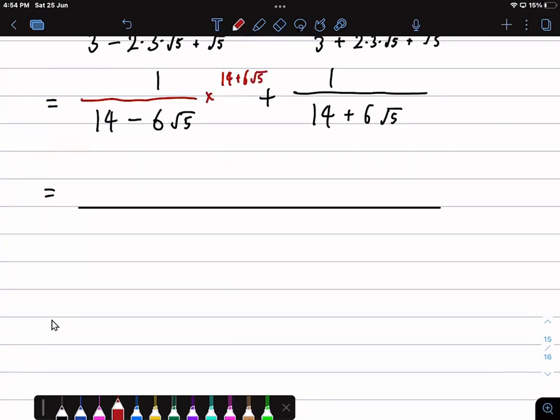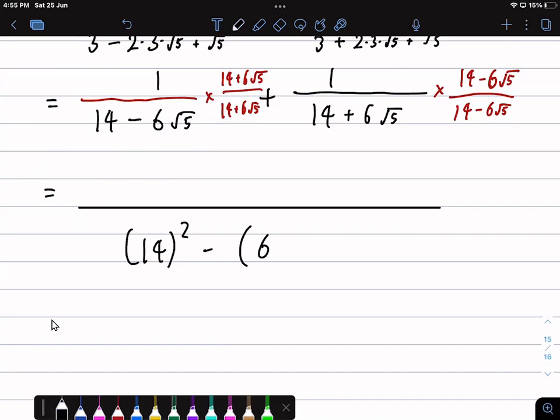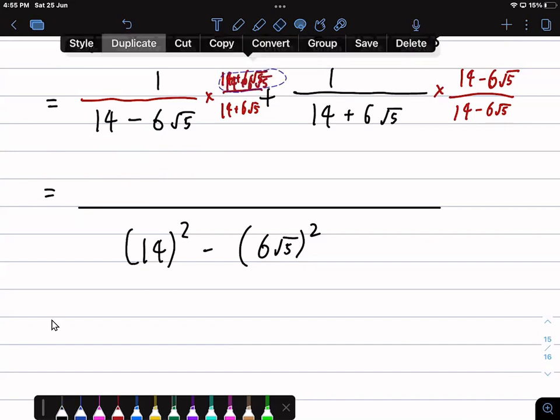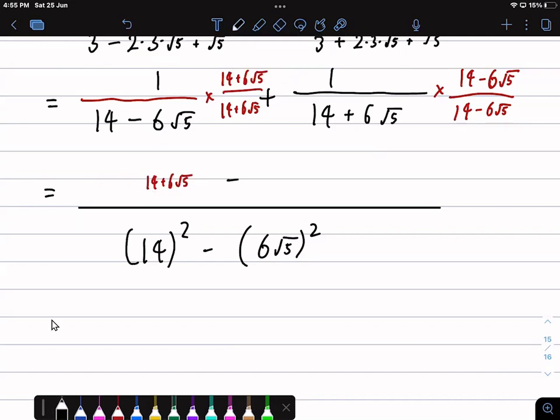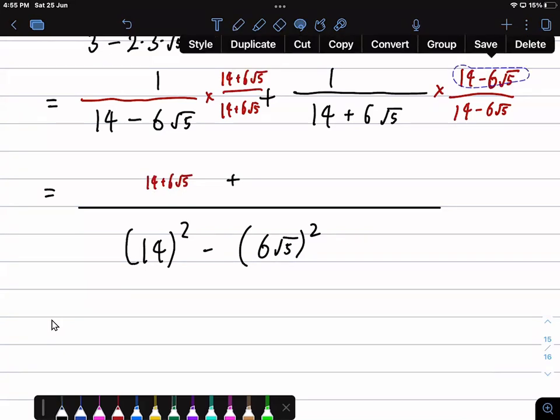So I'll just multiply by its conjugate straight away. Here it will be the minus version. You know how to find the conjugate, right? 14 minus 6 root 5. Don't need to explain now. Then the denominator will be 14 squared minus (6 root 5) squared. Then the numerator will be this guy here, 14 plus 6 root 5 times 1, and then you add on 14 minus 6 root 5.